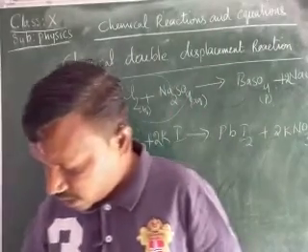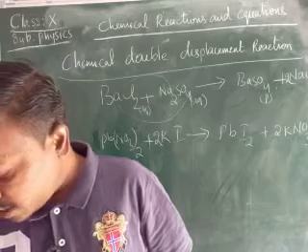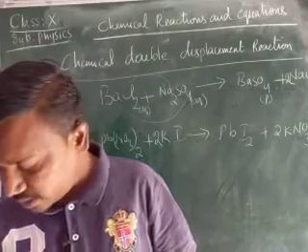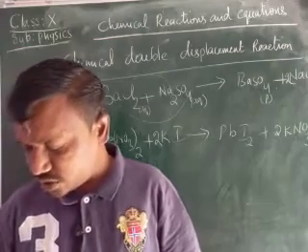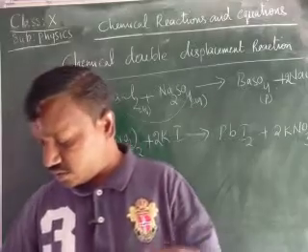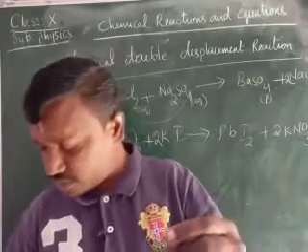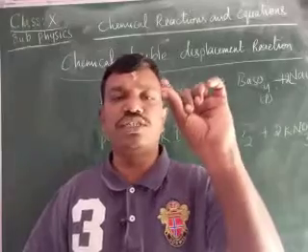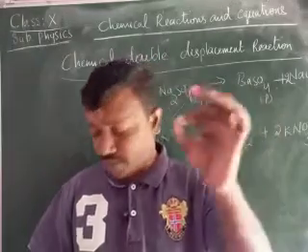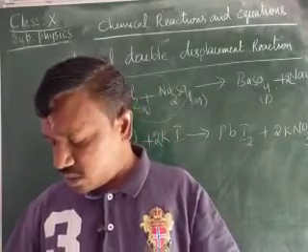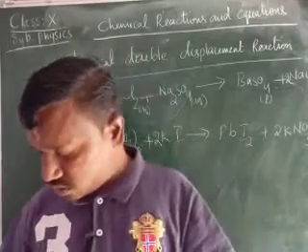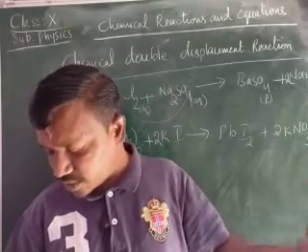Therefore, for this you take a pinch of lead nitrate and dissolve it in 5 ml of distilled water in a test tube. A pinch means a very small amount. In the same way, take a pinch of potassium iodide and add it to distilled water, and mix the lead nitrate solution with the potassium iodide solution.